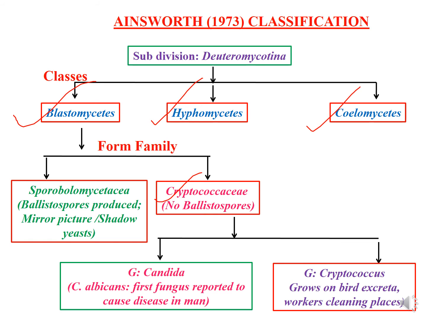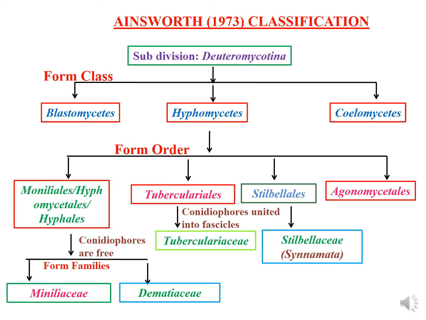In Cryptococcaceae, we have genera like Candida and Cryptococcus. Candida albicans we know very well. This is the first fungus reported to cause disease in man. Whereas Cryptococcus generally grows on bird excreta and in places where workers are cleaning. We can see this Cryptococcus fungus.